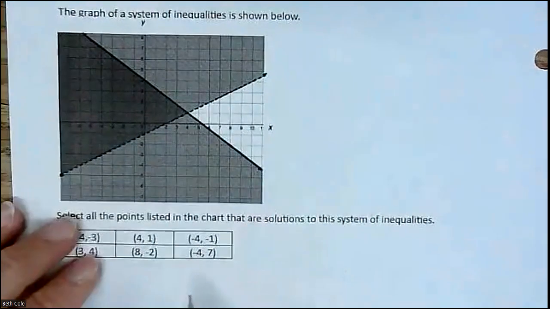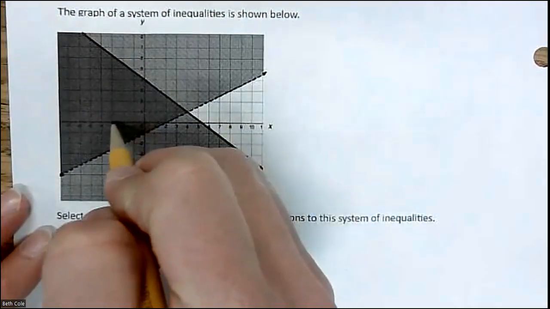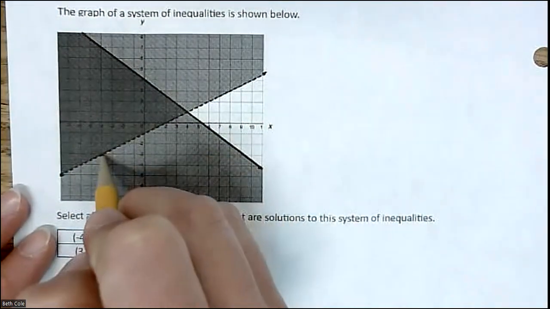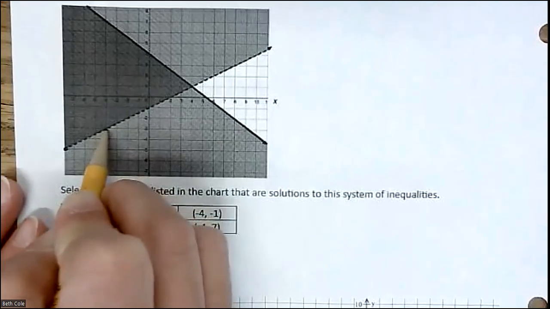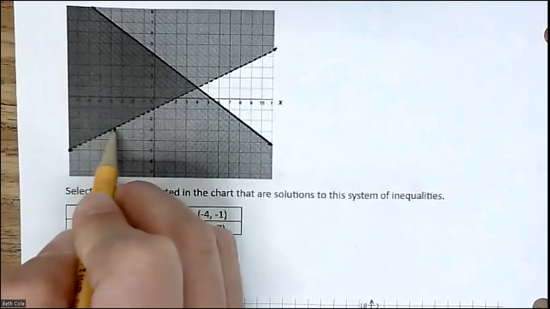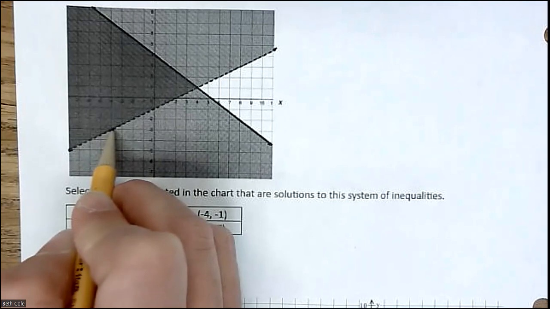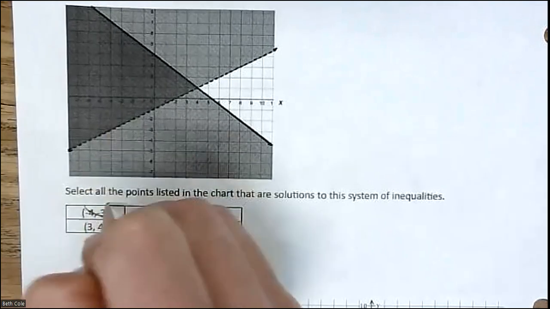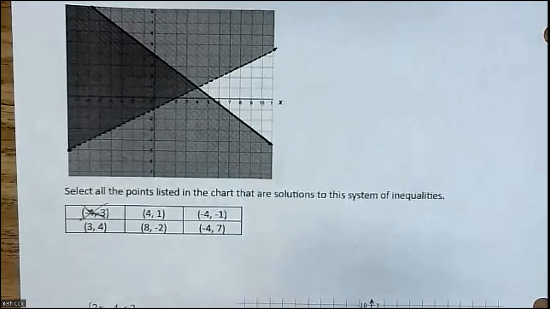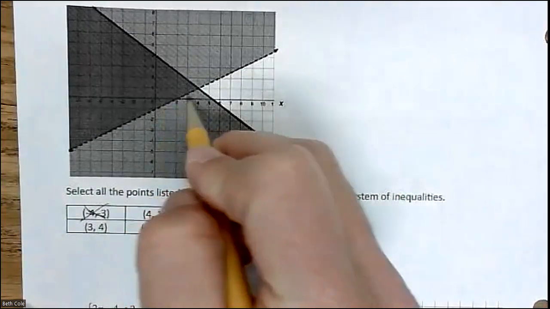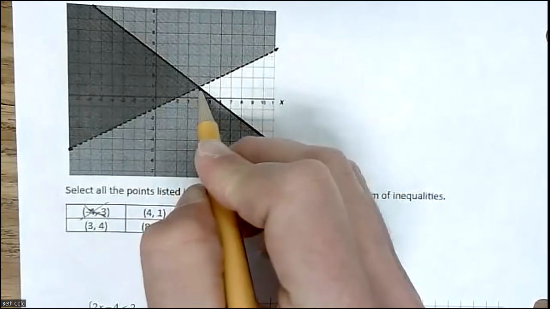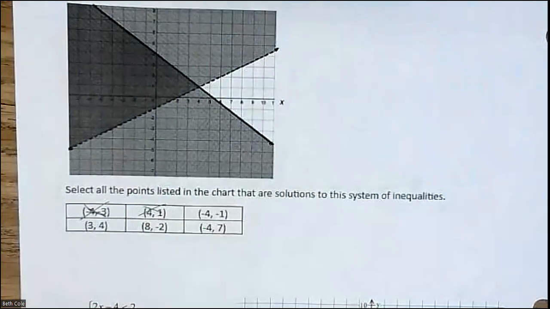Okay, so let's test them. -4, -3. That is this point right here where my pencil is pointing to. What do you think? It is no. Why not? It's on the dotted line. So no for that one. Dotted means it doesn't count. If it's solid, it counts. 4, 1. That's the intersection. No. If they were both solid, we could count it, but since one of them's dotted, it won't count.